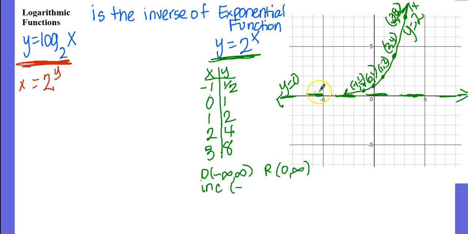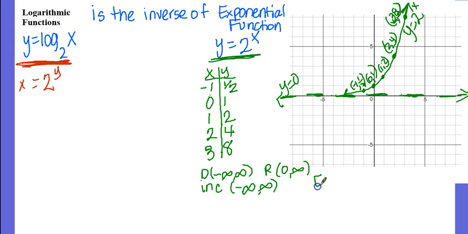No, it's left to right. It's always increasing. From negative left to right, it's always increasing. That's how you determine it's increasing instead of decreasing. You look at it from the left to the right. So your intervals of increase and decrease are always built off your domain because that's how you tell left to right if it's increasing or decreasing.